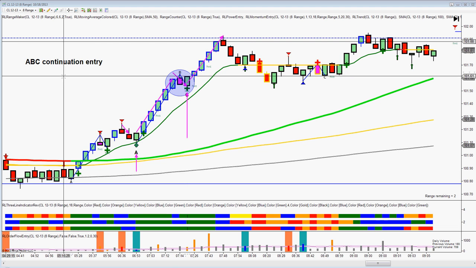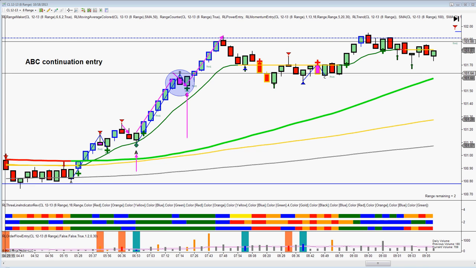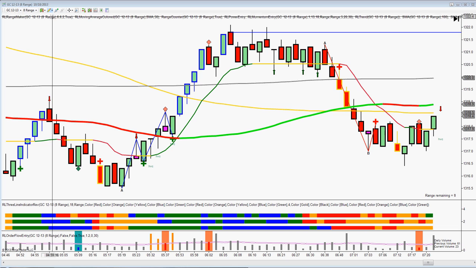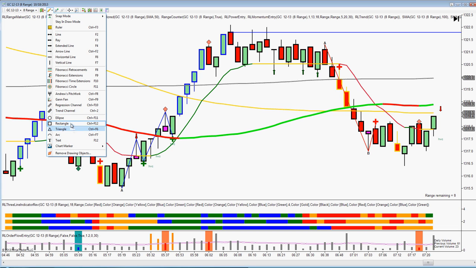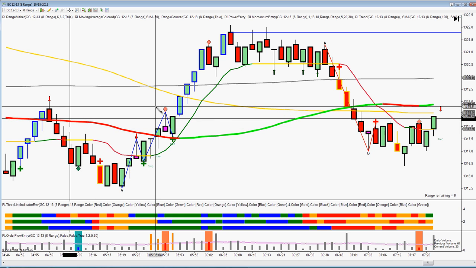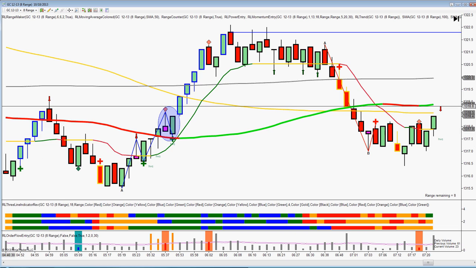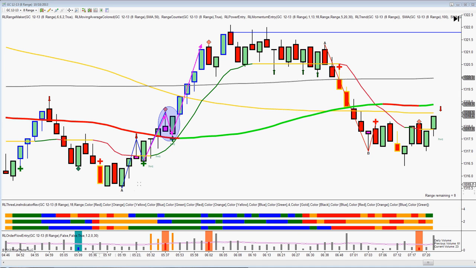So let's take a look at some other ABC continuation trades. Now here we are on gold, and here we have an awesome ABC continuation trade. And the setup is right here. Now, let me mark it out for you and show you specifically the components of the trade.